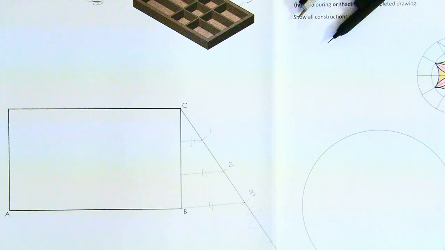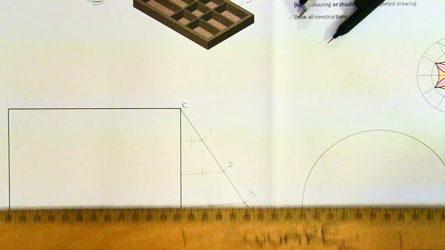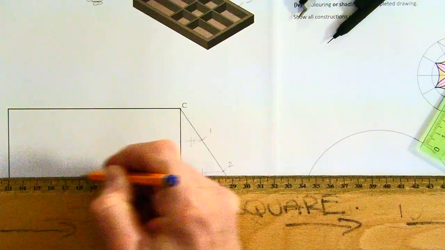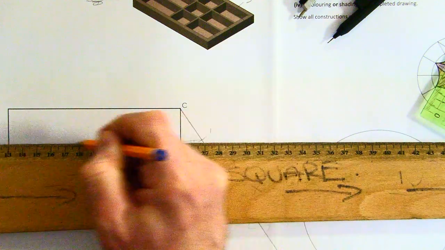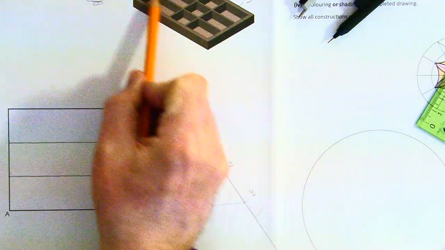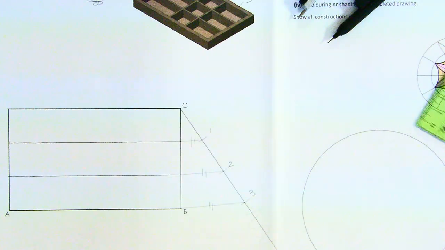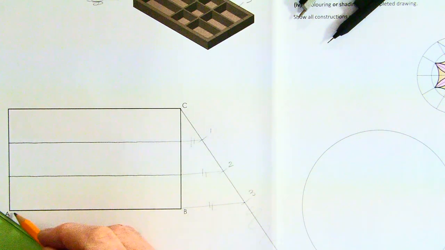We can simply then use our T-square, draw that line heavy straight across there. And that has given us these 3 lines across here. Next then it tells us to divide it into a ratio.